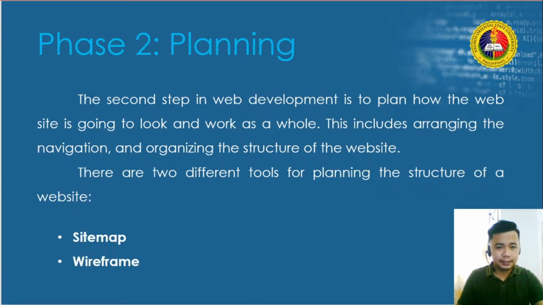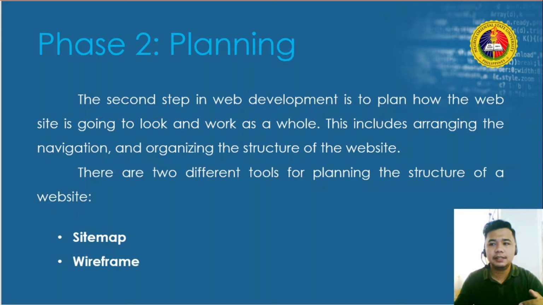The second phase is planning. The second step in web development is to plan how the website is going to look and work as a whole. This includes arranging the navigation and organizing the structure of the website. Once you have all the necessary information, it is time for you to plan how the entire website is going to look and how it's going to work as a whole. Basically, this includes arranging the navigation and organizing the structure of the website.